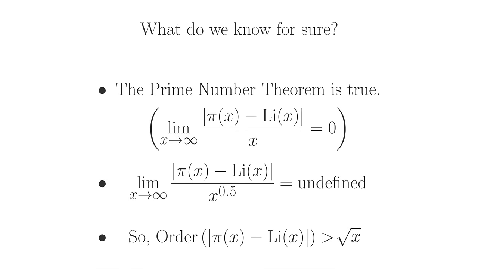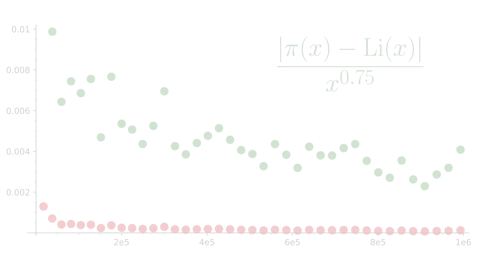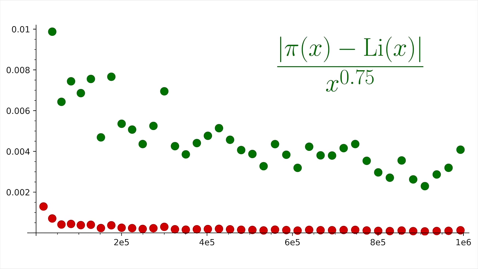Okay. But what don't we know? Well, we don't know anything else. That is, we don't know any p strictly less than 1 for which we can prove that this limit is 0. So I showed you a suggestive graph earlier that definitely seems to imply that if p is 0.75, this limit is 0. But no one can prove that. That is still open. That would still be huge progress if we were able to prove that.